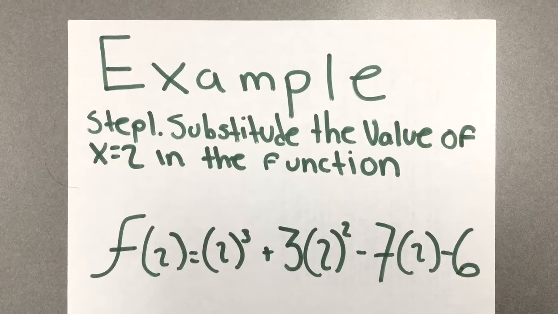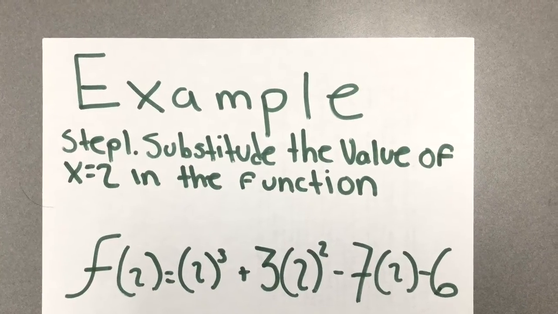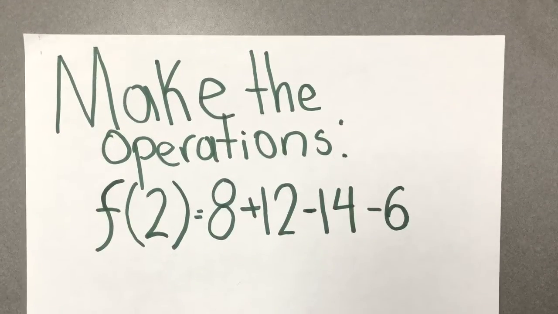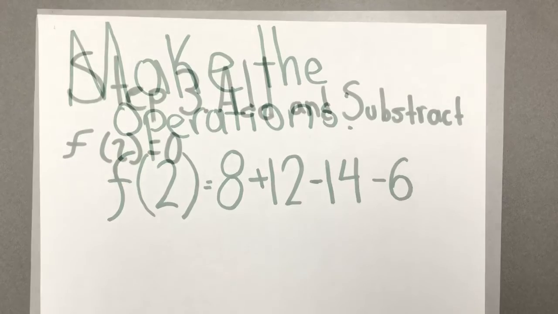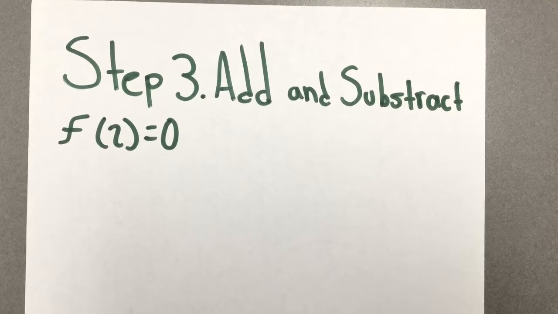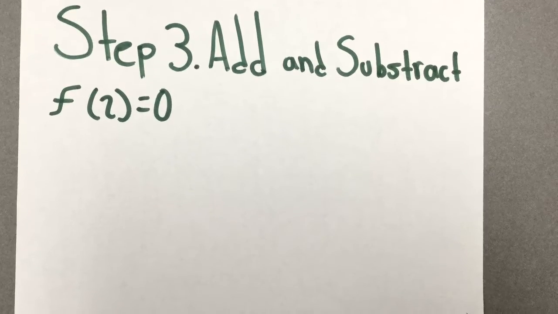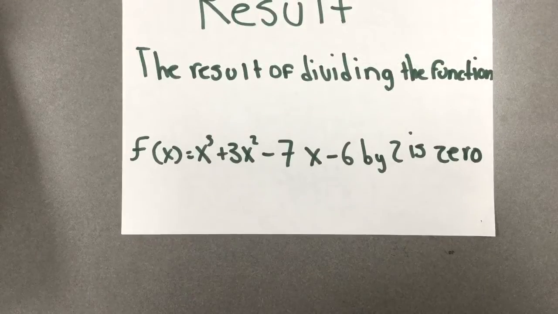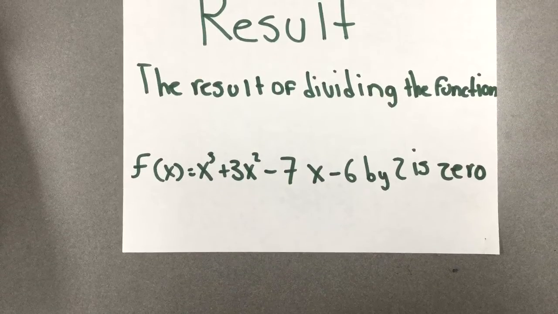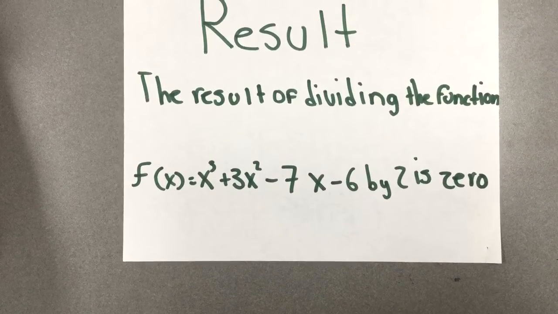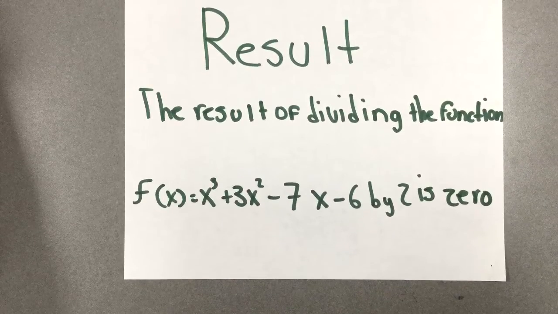Example. Step 1. Substitute the value of x equals 2 in the function. Step 2. Make the operations. Step 3. Add and subtract: f(2) equals 0. Result. The result of dividing the function f(x) equals x cubed plus 3x squared minus 7x minus 6 by x minus 2 is 0.